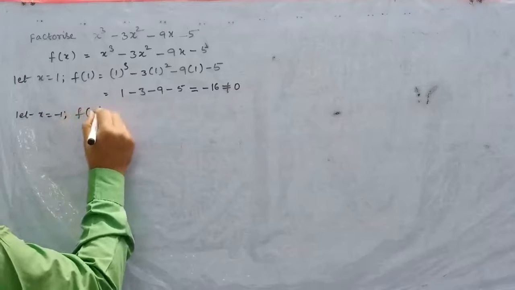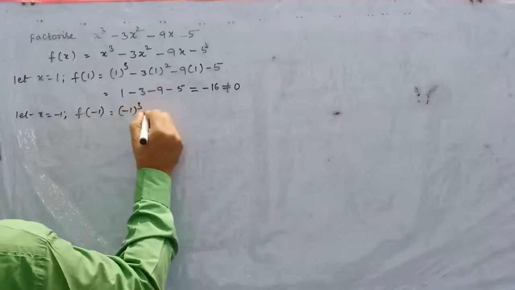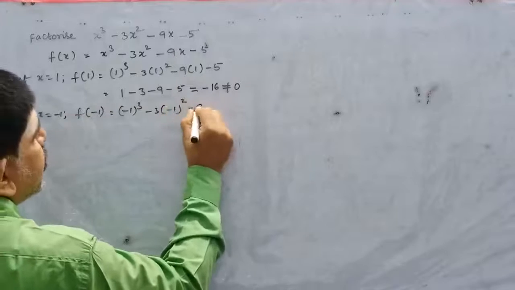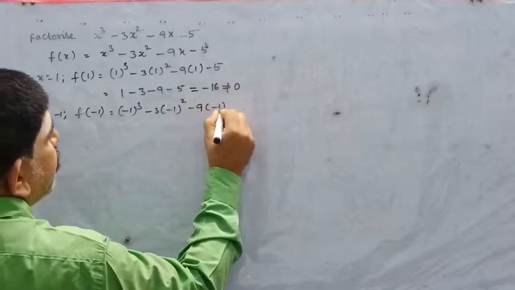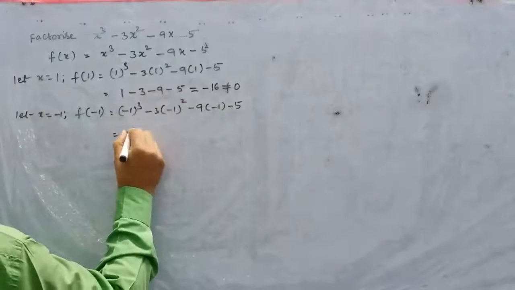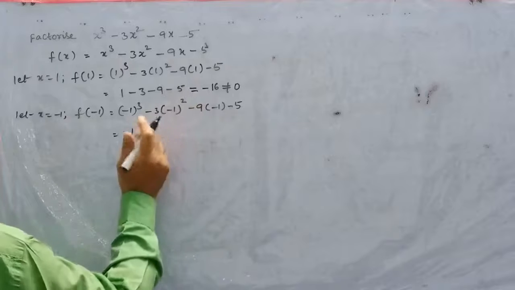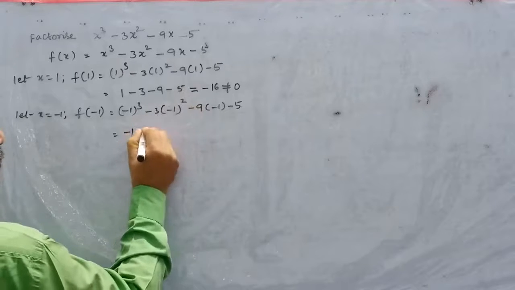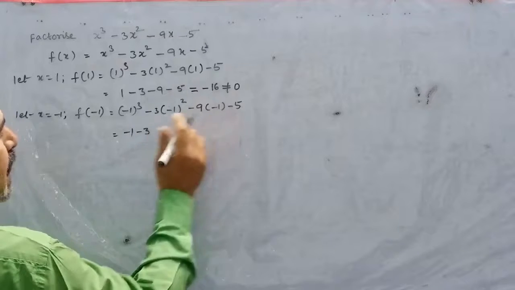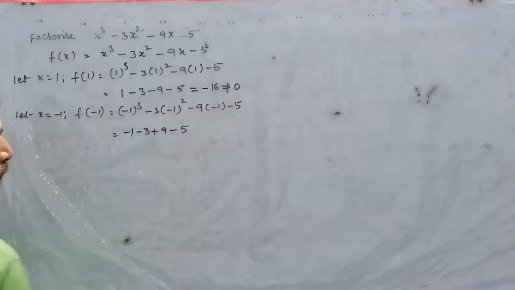f of minus 1 is equal to minus 1 whole cube minus 3 into minus 1 whole square minus 9 into minus 1 minus 5. Minus 1 whole cube is minus 1. Minus 1 whole square is 1. 1 into 3 is 3. 3 into minus symbol, so minus 3. Minus into minus plus, 9 ones are 9. So plus 9 minus 5.